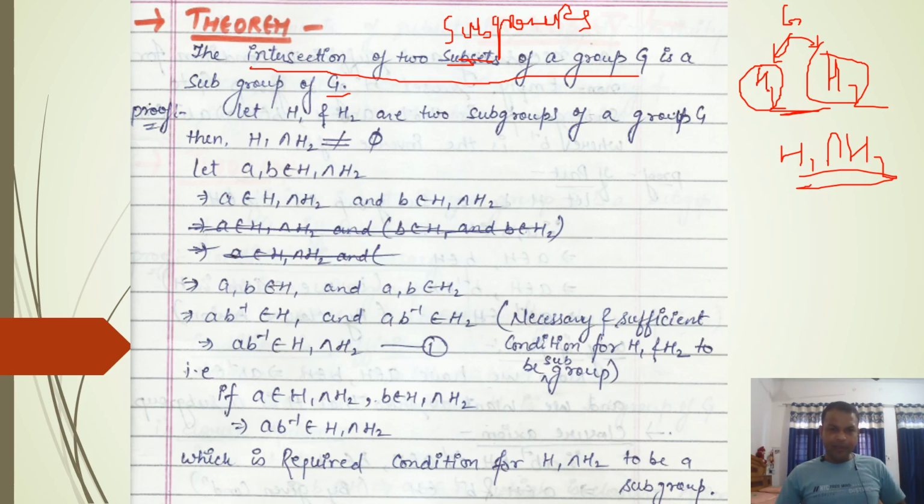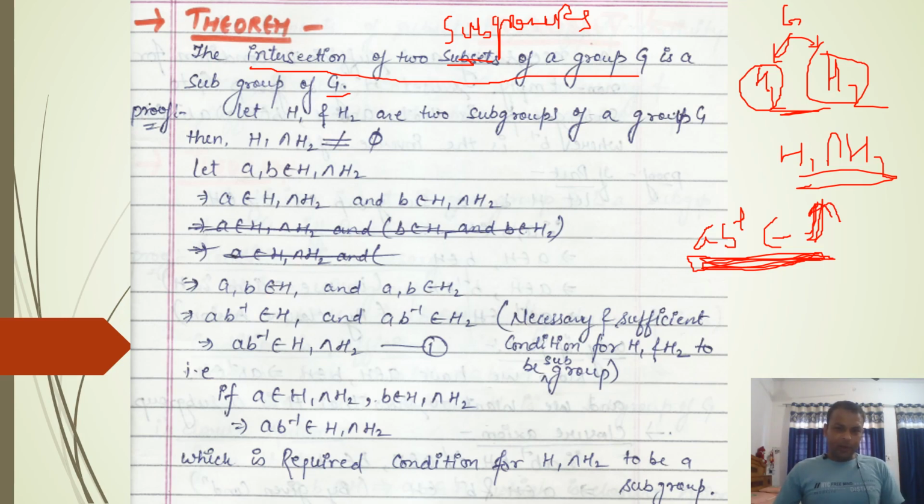Before proving this theorem, I am writing a very standard result which will be proved in our next lecture. AB inverse: if AB inverse belongs to any set or subset, then that subset will be a subgroup, which will be our next theorem. This is a very important theorem, so I advise students to please remember this conclusion or this result.